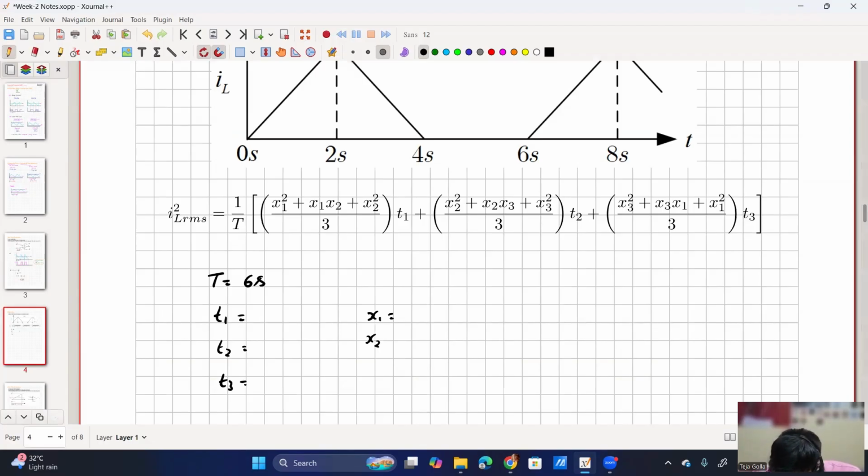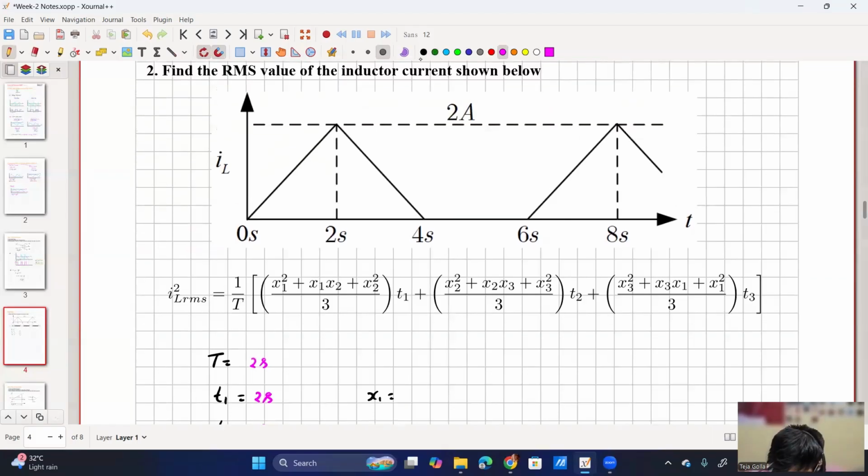What is X3? So Jinsi Joy says T1 is 0. T1 is actually time period, not time instant. T1 2 seconds. Yes, very good. T2, 2 seconds. Okay. T3, 2 seconds. Okay, good. And X1, X2, X3 are the values of the inductor current.